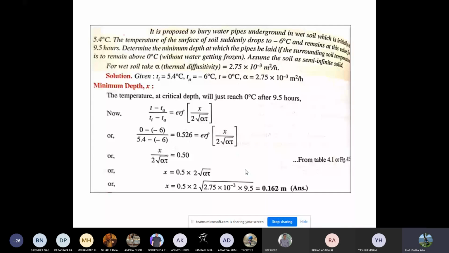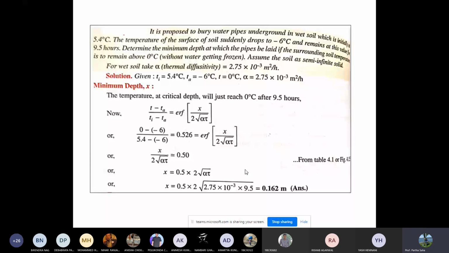Now let us look. It is proposed to bury water pipes underground in wet soil, which is initially at 5.4 degrees C. The temperature of the surface of the soil suddenly drops to -6 C and remains at this value for 9.5 hours. Determine the minimum depth at which the pipe should be laid if the surrounding soil temperature is to remain above 0 C without the water getting frozen. Assume the soil as a semi-infinite solid. For wet soil, take alpha, the thermal diffusivity, as 2.75 x 10^-3 meter square per hour.